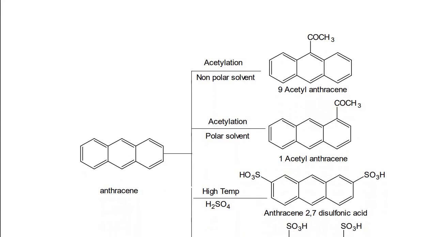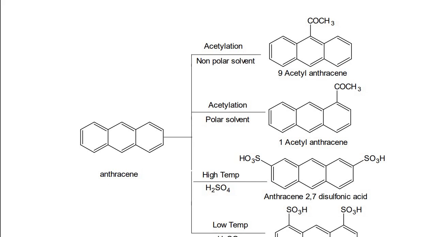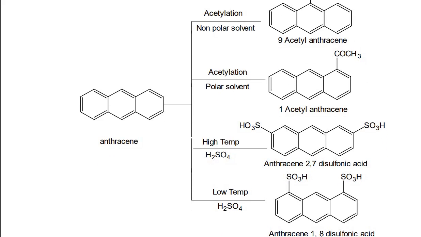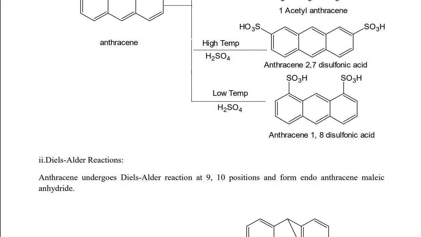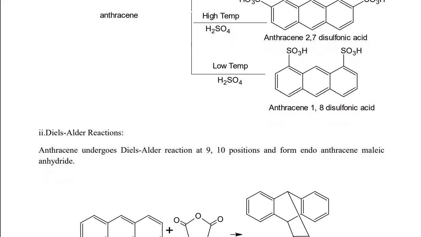Now, you can see the anthracene undergoes acetylation in nonpolar solvent. You will get 9-acetylanthracene. Acetylation in polar solvent, you will get 1-acetylanthracene. And with high temperature H2SO4, you will get anthracene-2,7-disulfonic acid. At low temperature, anthracene-1,8-disulfonic acid.